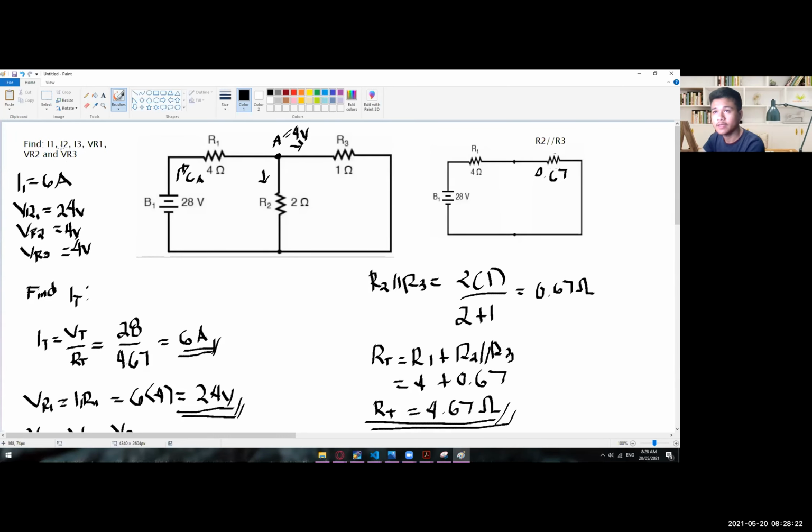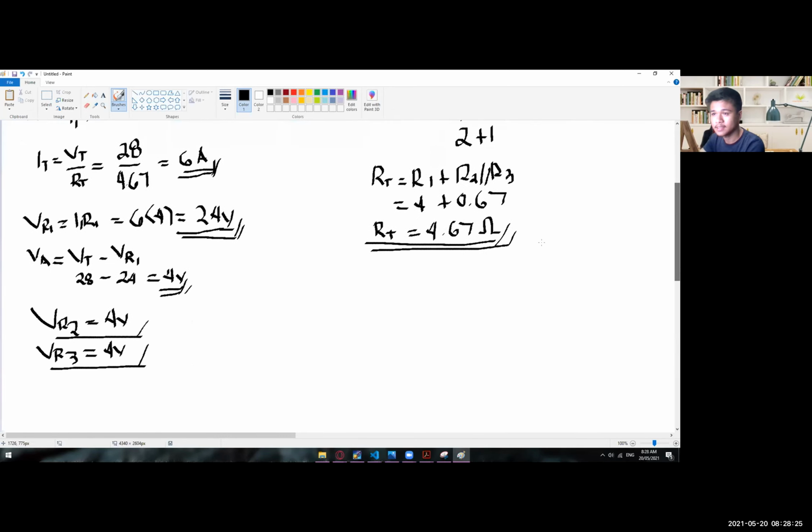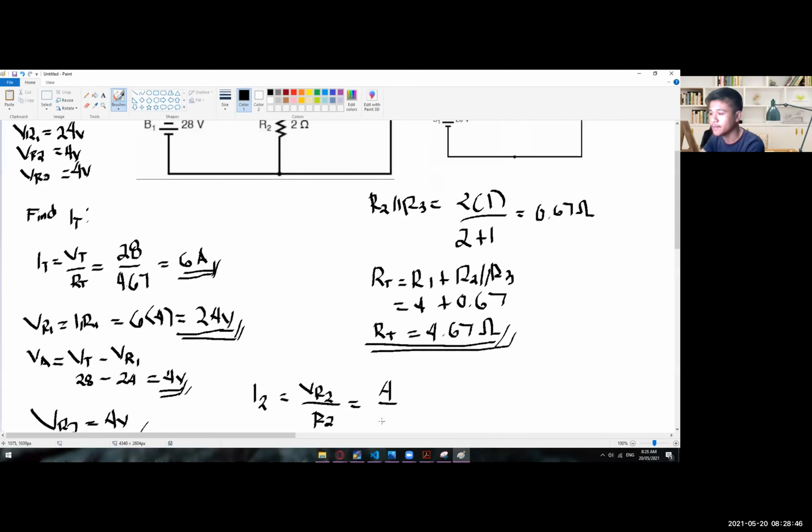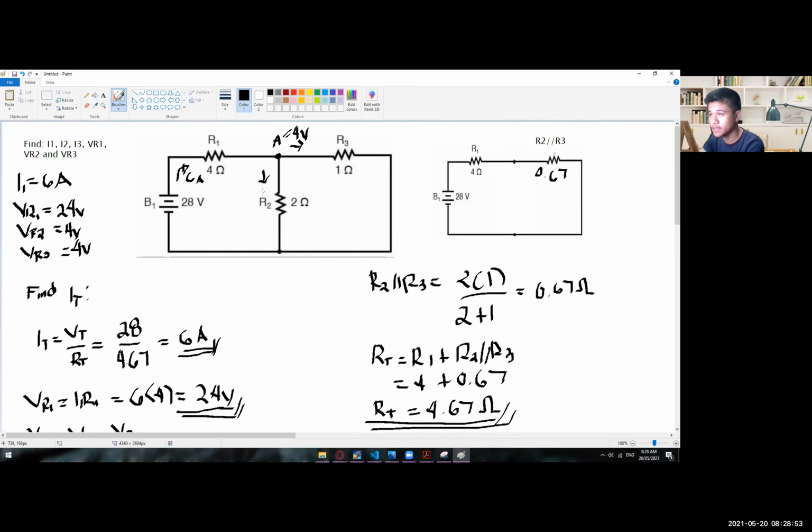Then the ones that we are now looking for are the I2 and I3. So for the I2, it's now very simple. We need the voltage, say VR2 to make it consistent, voltage across R2, and then of course I2 and R2, the resistance. So VR2 is 4 volts, and then for the R2 we have 2 ohms. So 4 divided by 2 is 2 amps. So that is now the current that is flowing right here. Okay, so 6 amps and then 2 amps.